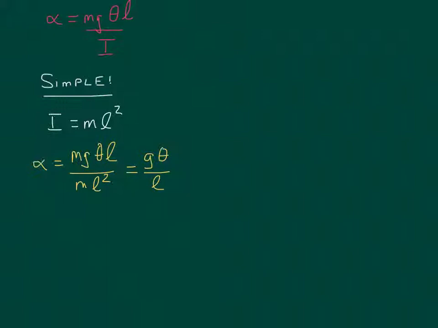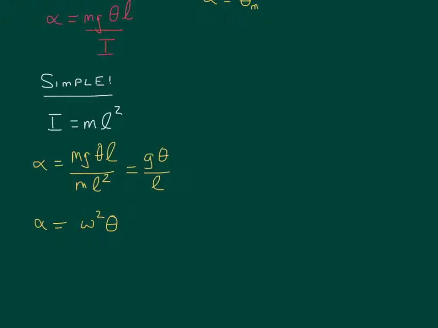Simplify, and we get that alpha is equal to g times theta over L. If we look back at the last slide, we get another equation for alpha. No, that's not right. Alpha is equal to omega squared times theta. Okay, if we look back at our last slide and rewind.